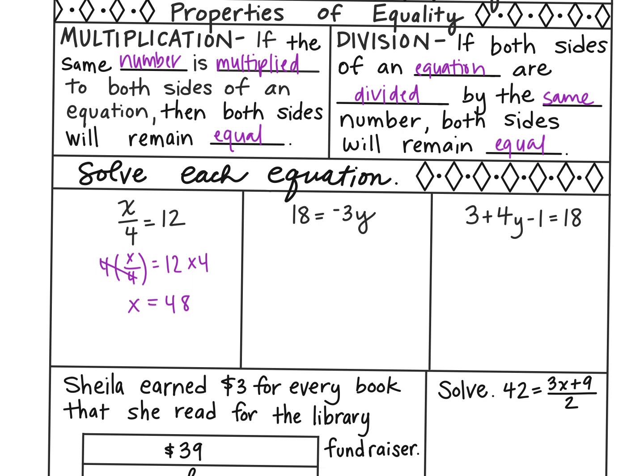And then to check it, I could go back and plug in 48 wherever x was. So 48 over 4 equals 12. 48 divided by 4 is 12. So those equal the same thing, so I know it works.